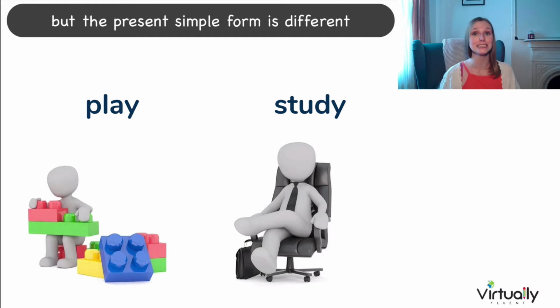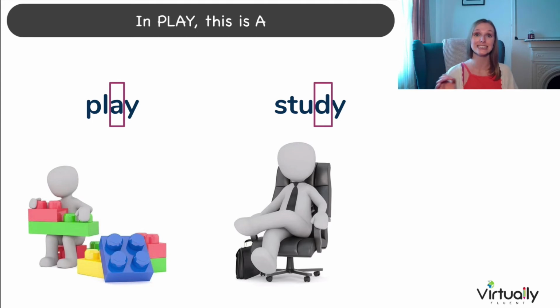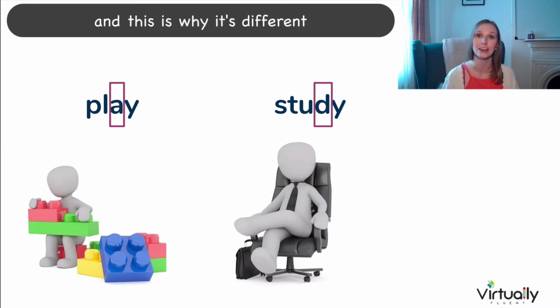But the present simple form is different. Let's analyze the penultimate letter. In play, this is A, and in study, this is D. A in play is a vowel, and D in study is a consonant, and this is why it's different.